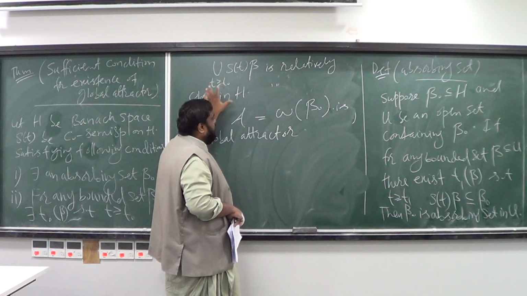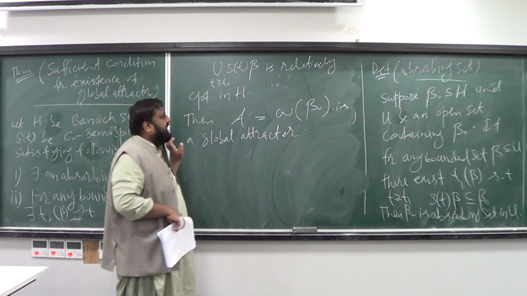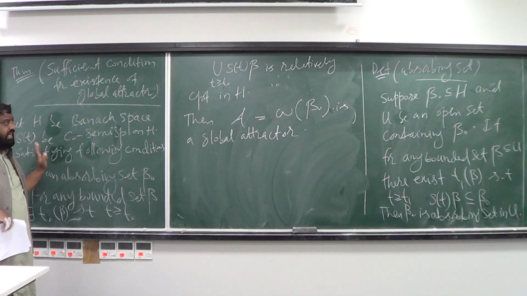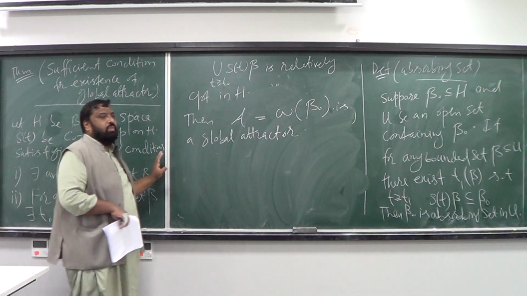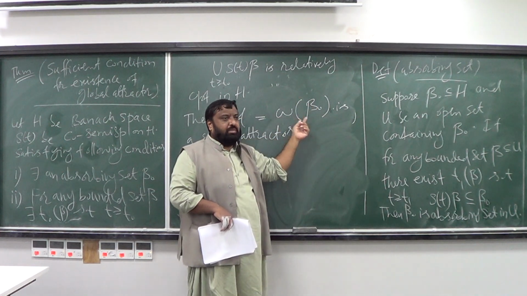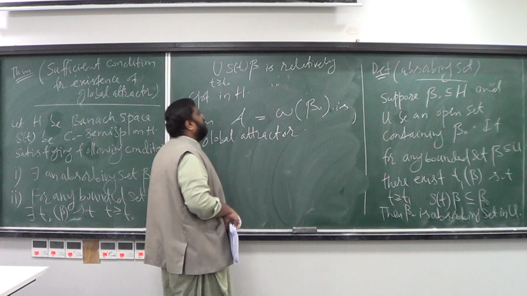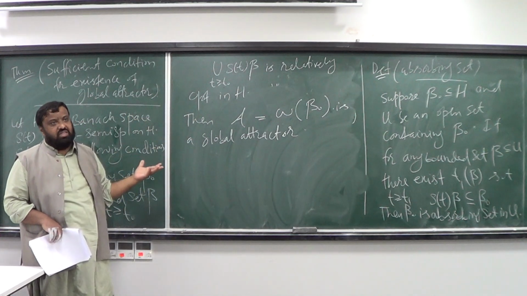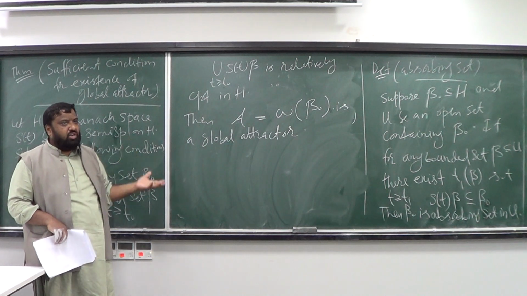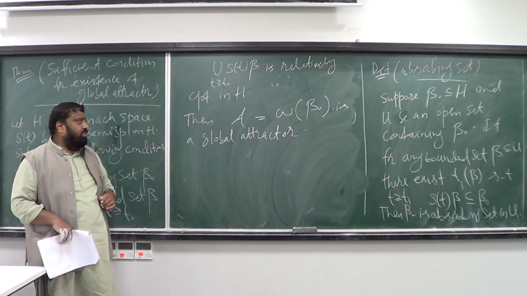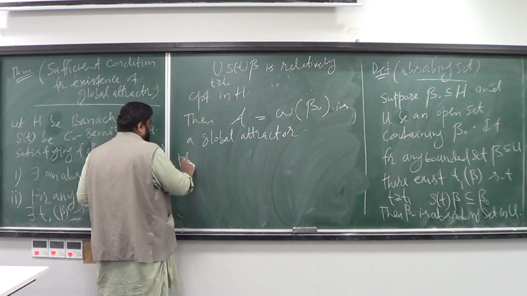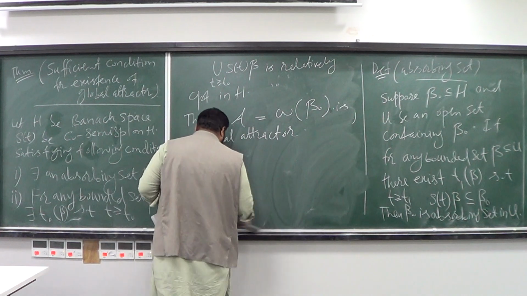So if these two conditions are satisfied, then there is a global attractor that attracts all bounded subsets in H, and that global attractor is nothing new, but it's an omega limit set of the absorbing set B naught actually. So if you can compute the omega limit set of the absorbing set B naught, that would be explicitly the global attractor actually. Okay, so this is what we would like to do. So here is a little proof.